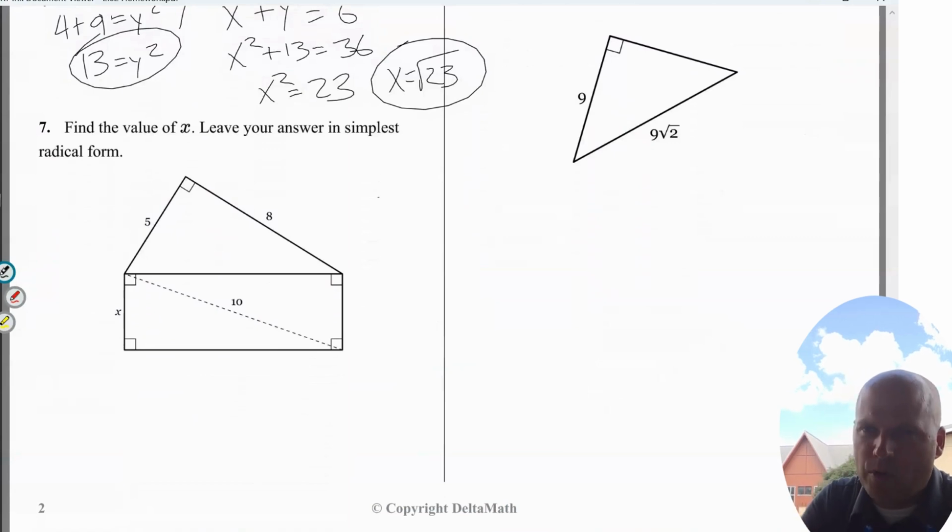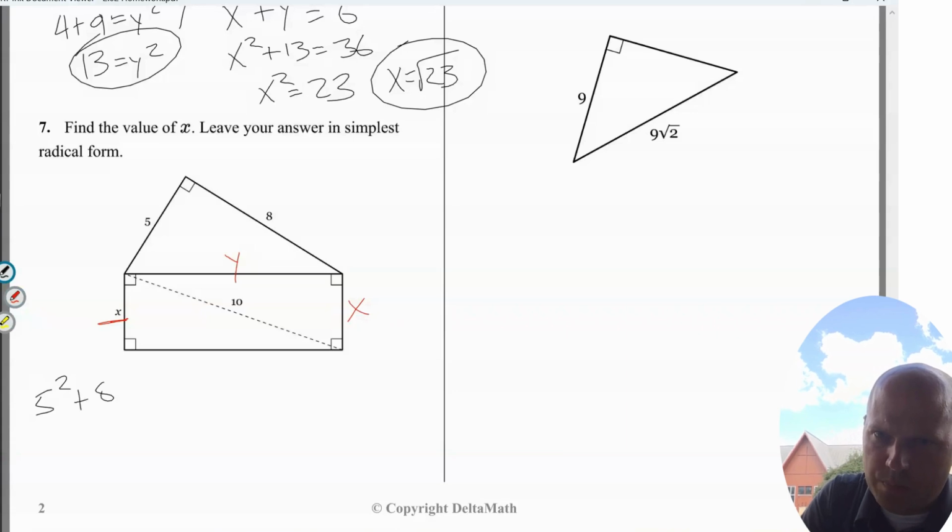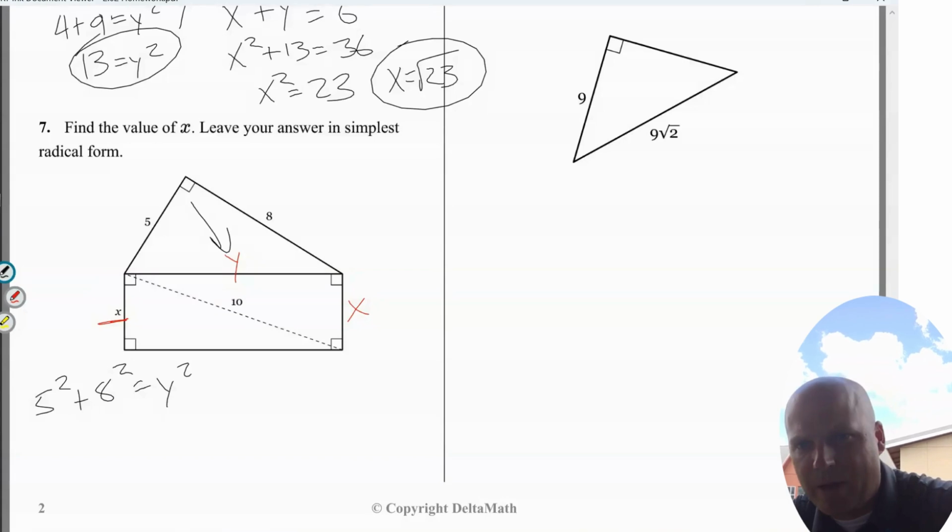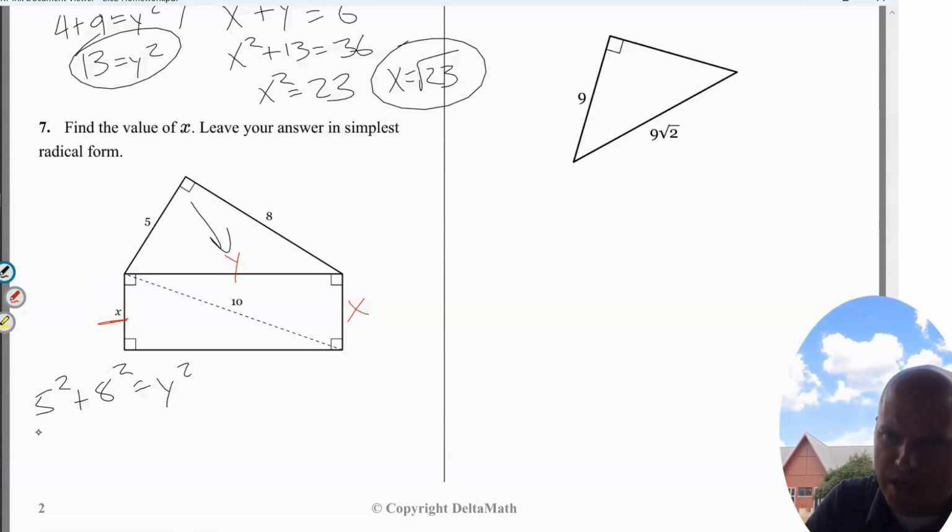Okay. I'm going to find this C. I don't want to call it C, so I'll call it Y. Once I find this Y, I'll be able to find this X. This X is the same as that X. So first triangle, A squared plus B squared equals C squared. Make sure you notice that's the hypotenuse opposite the 90-degree angle. 25 plus 64 equals Y squared.